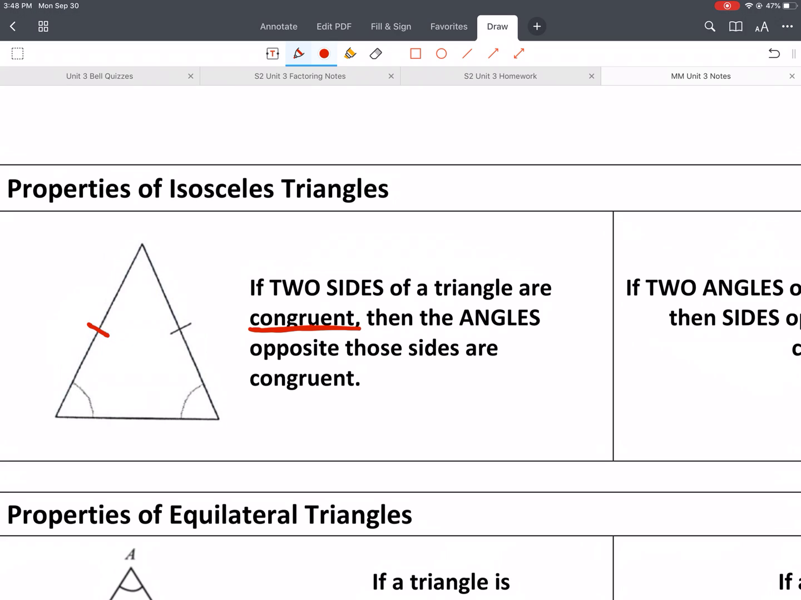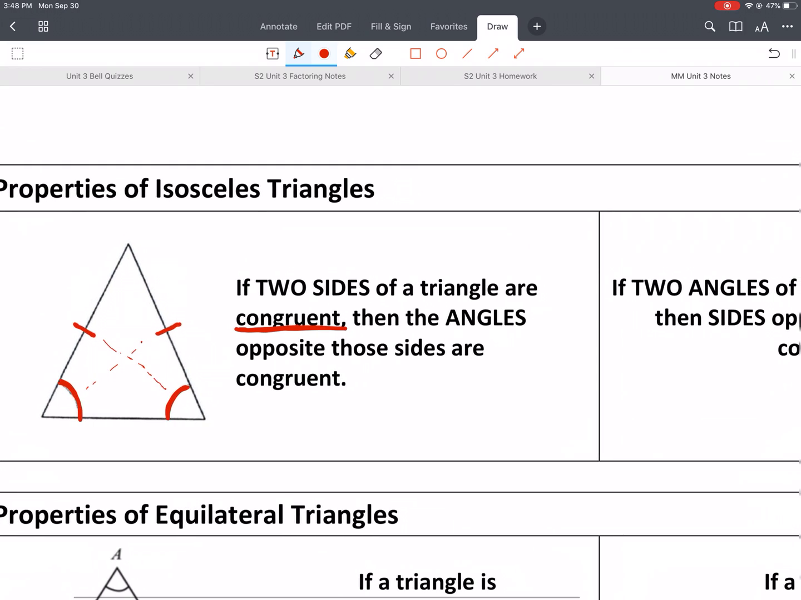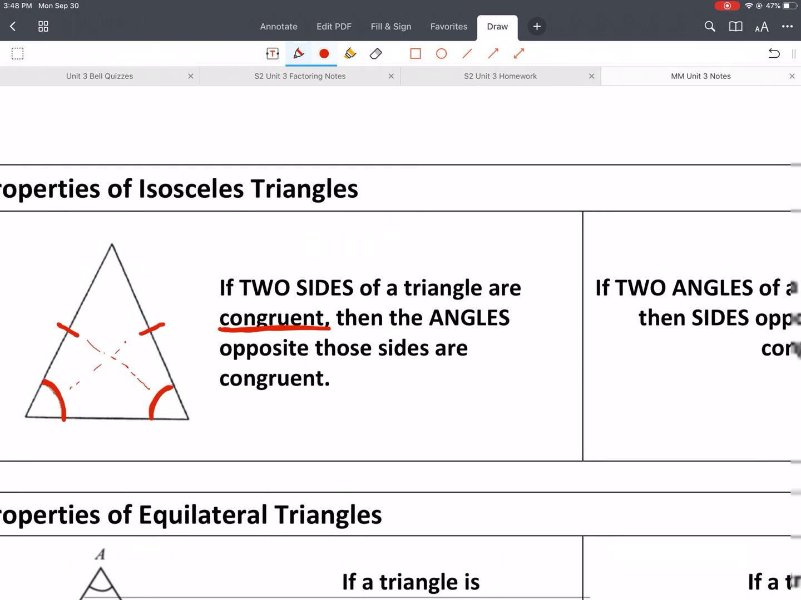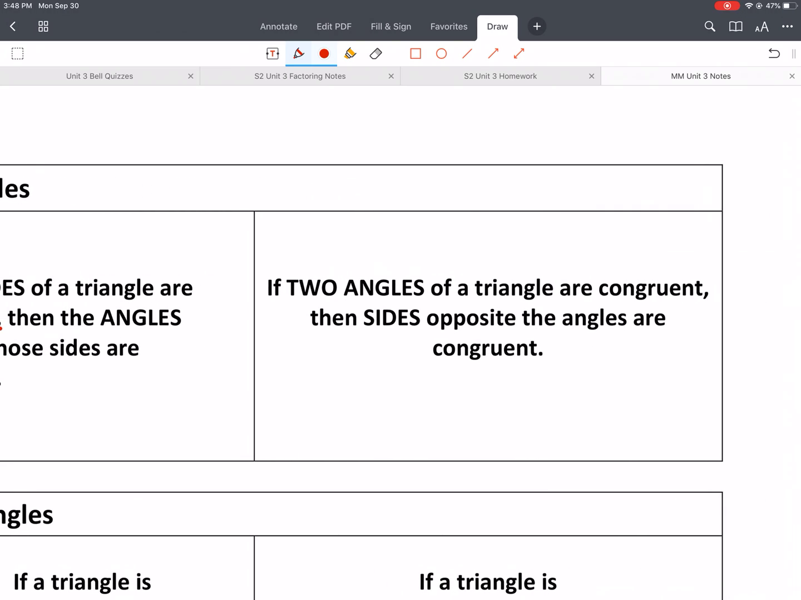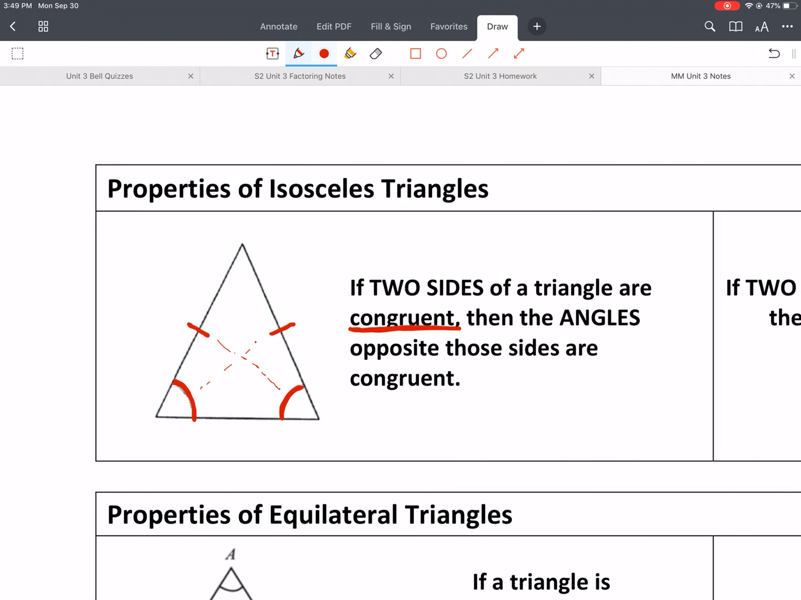So here we have these congruent sides. We go opposite of there, and these angles are also congruent. Okay? We're going to have problems like that where you'll have to realize that to be able to solve an angle or a side. This just says basically the opposite. If you have two angles that are congruent, then their opposite sides must also be congruent.